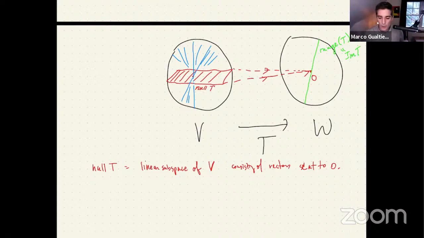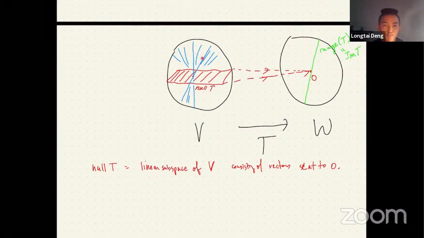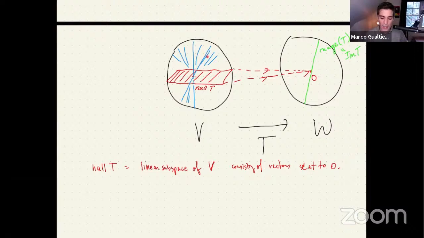Okay, so now what about the stuff that's not in the null space? All this stuff, where will it be sent? Well, you tell me. If I take a point, where will it be sent? It'll definitely be sent to the range, right? We can agree on that. Not to zero. If you take something out here which doesn't lie in the null space, it will be sent somewhere in the green space.